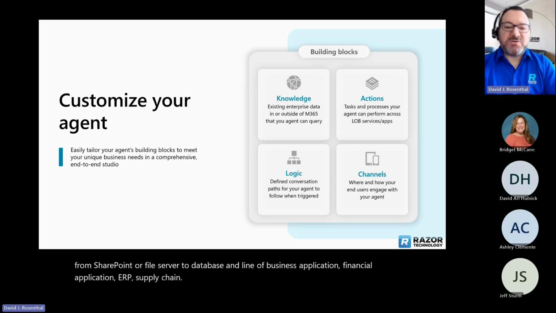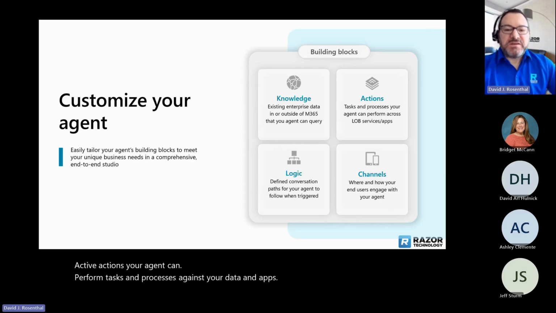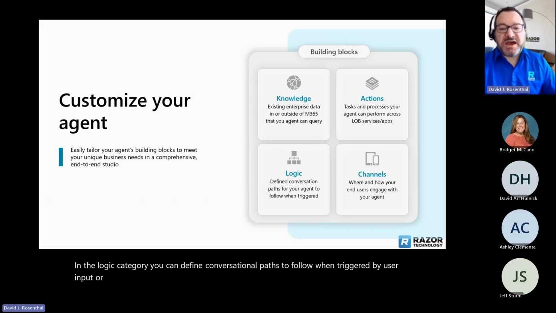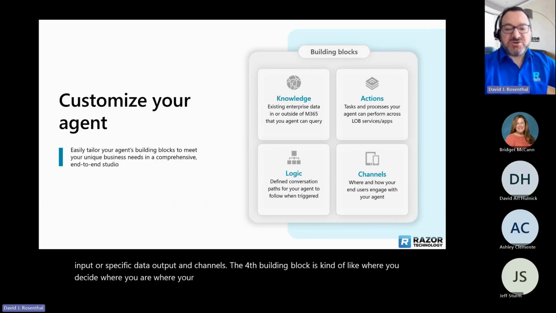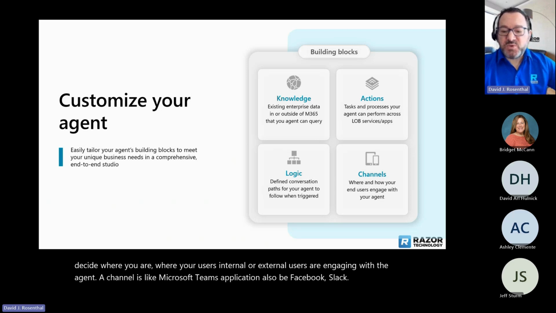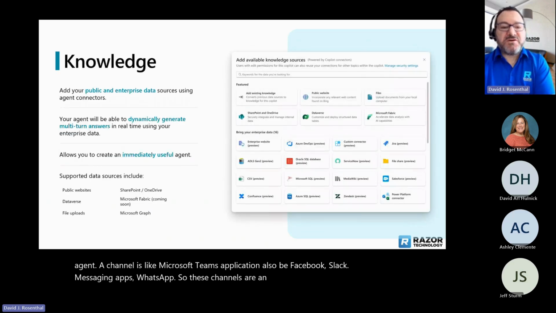With actions, your agent can perform tasks and processes against your data and apps. In the logic category, you can define conversational paths to follow when triggered by user input or specific data output. And channels, the fourth building block, is where you decide where your users, internal or external, are engaging with the agent. A channel is like the Microsoft Teams application. It could also be Facebook, Slack, messaging apps, WhatsApp. So these channels are an exciting area of growth.